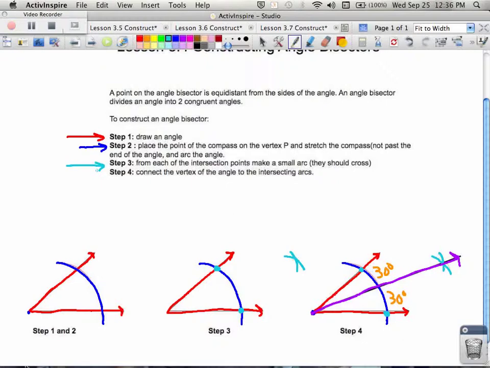And then step four, what you're going to do is you're going to connect the vertex of that angle to the intersecting arcs. Remember that in constructions, you must always leave all of your arc marks present. I can't give you credit unless you leave the arc marks.